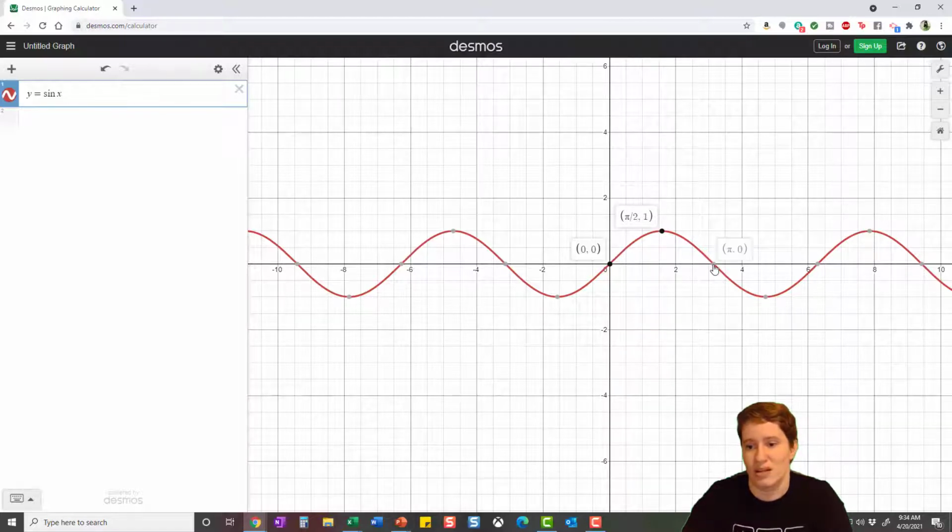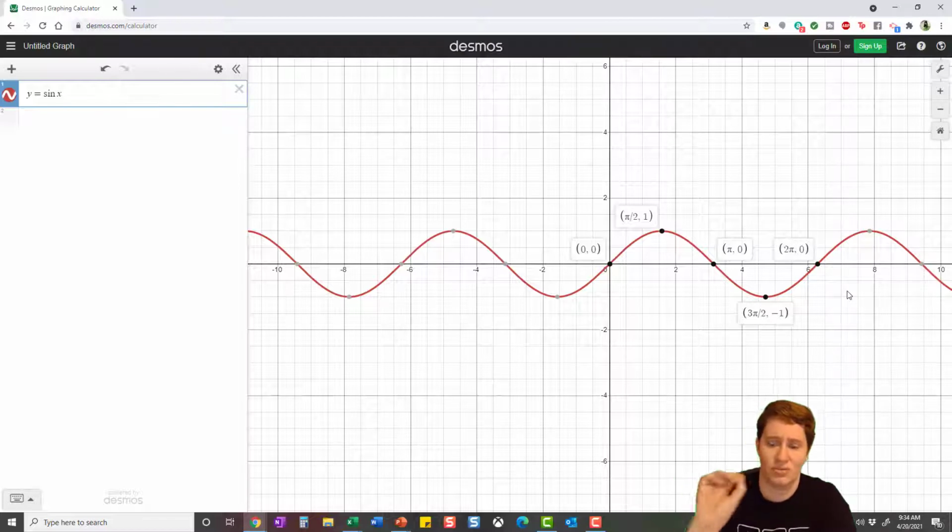And then it comes back down to 0. It does that at pi. And then it goes to negative 1 at 3 pi over 2. And it comes back up to 2 pi comma 0. If we are making a table of values for this, we actually use the unit circle, because when we look at the angle 0, sine is the y value, which is 0. When we look at pi over 2, the y value is 1, and so on.